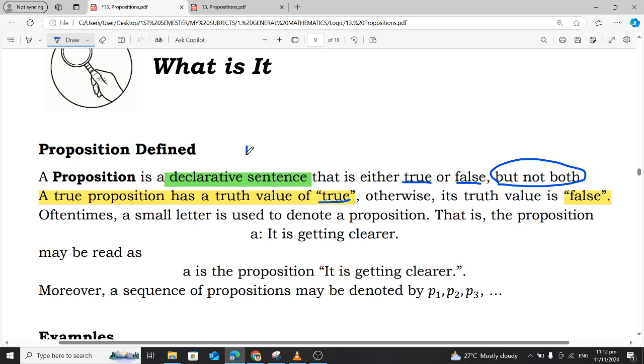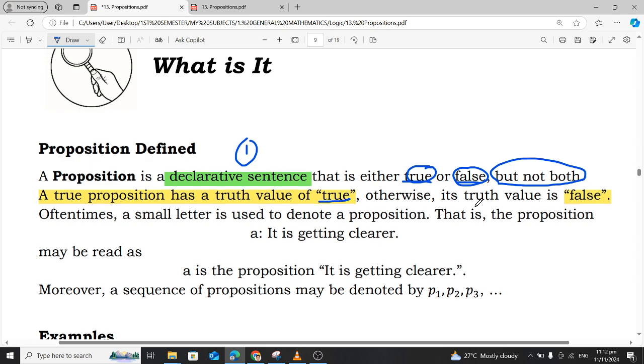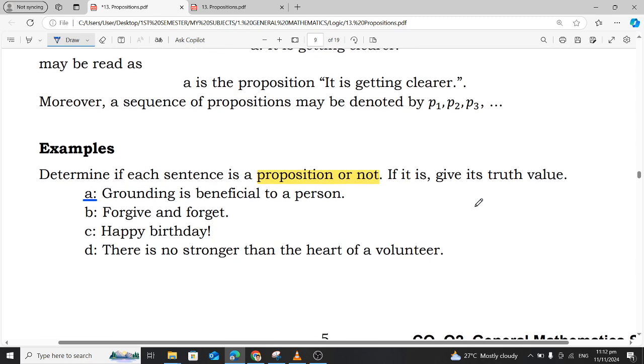So first consideration, dapat declarative ang sentence. Ikaduhang consideration, na siya truth value. It's either true or false, but not both. Okay. The true proposition class has a truth value of true. Otherwise, its truth value is false. Now let's have here some example.